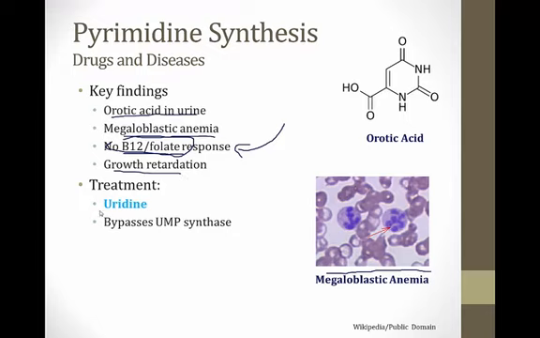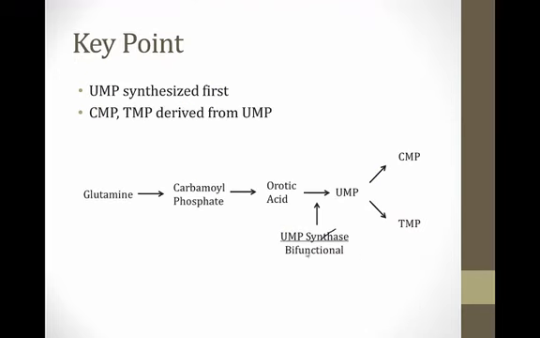The treatment is to administer uridine to the child, which will bypass the uridine monophosphate synthase enzyme. If we go back to our overview again, this enzyme is dysfunctional in orotic aciduria, but if you give uridine, that can be converted into uridine monophosphate, bypassing the enzyme, and from the uridine monophosphate you can make the other pyrimidines.